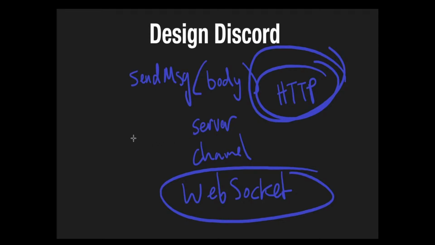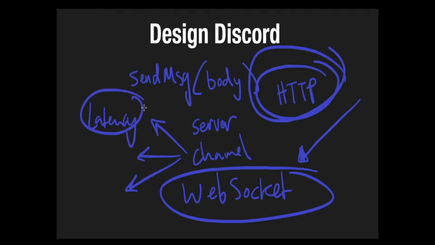Now, at a high level, with WebSockets, we do not have to implement polling. The server can actually push new messages immediately as they are sent in a channel to every user who's active in that channel, if they have an active WebSocket connection with the server. So at a high level, this will help us reduce latency. As new messages are sent, we should be able to see them relatively quickly.